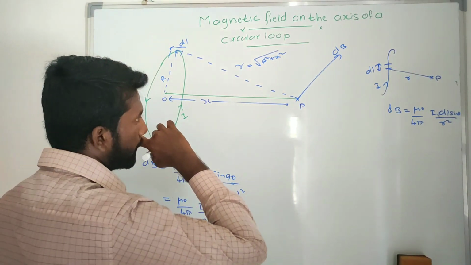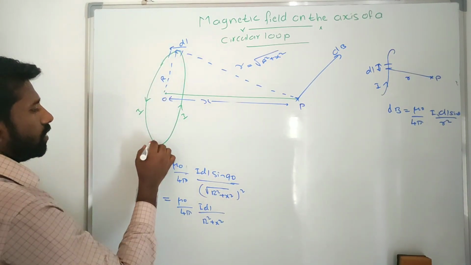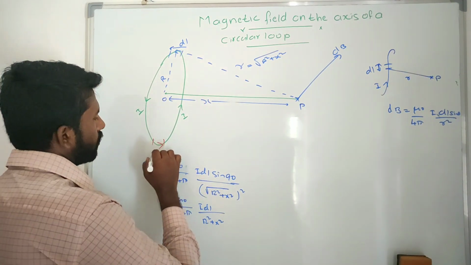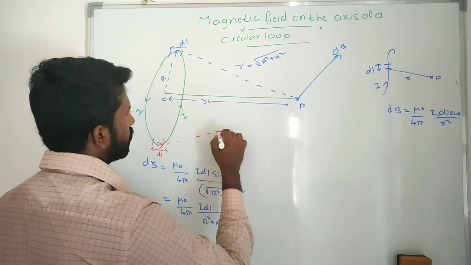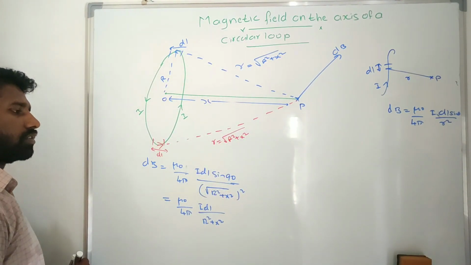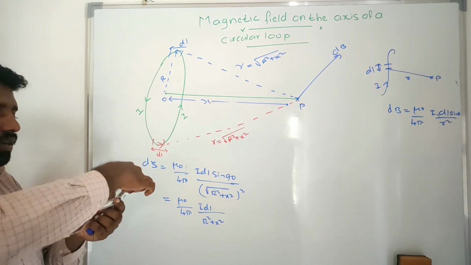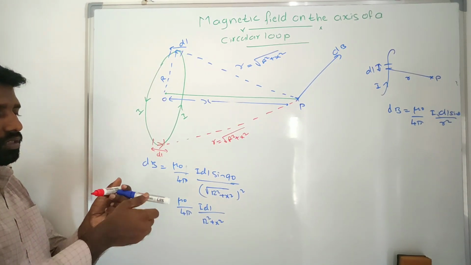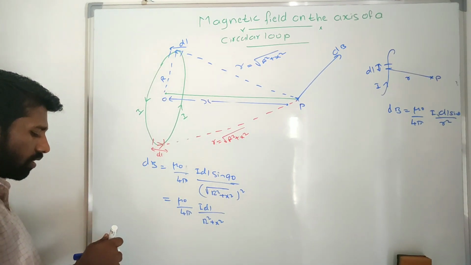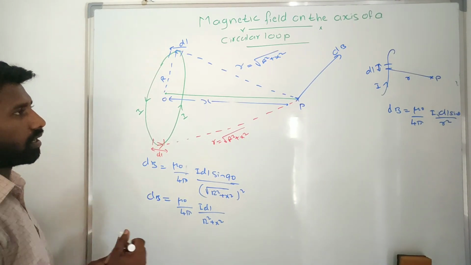Clear? Now I will consider another dl that is symmetrically opposite to this dl, in the opposite direction. So here the current is like this. This dl is also at distance r. That r value is the square root of x square plus r square. What about that dB? That dB is also equal to mu 0 divided by 4 pi, i dl sin 90, because there also the dl is like this and r is like this. You can see this angle is 90. Sin 90 divided by r square plus x square, you get the same dB here also. So the two dB are the same. The direction is like this.